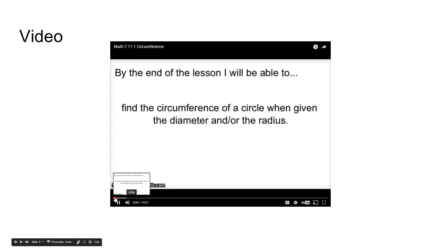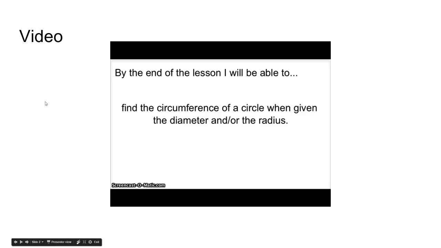By the end of the lesson, I will be able to find the circumference of a circle when given the diameter and/or the radius.